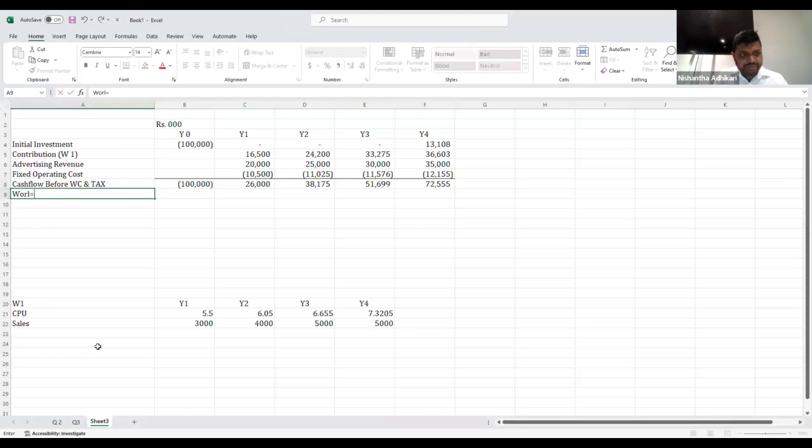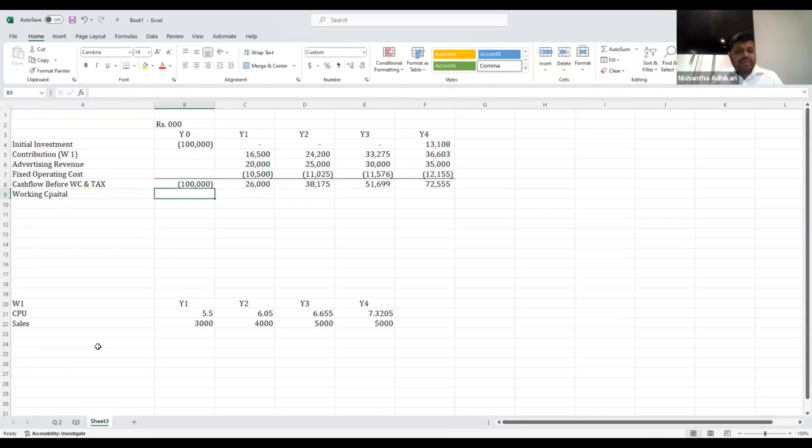Working capital. There will be a working capital requirement of 12,000. It is an outflow at the beginning of the year. It will be recovered at the end.